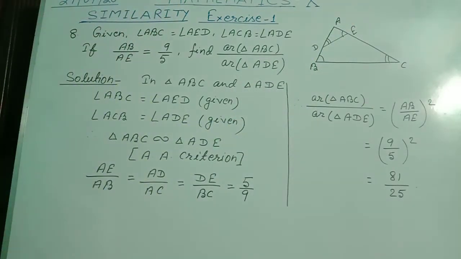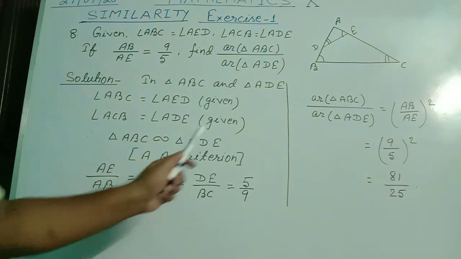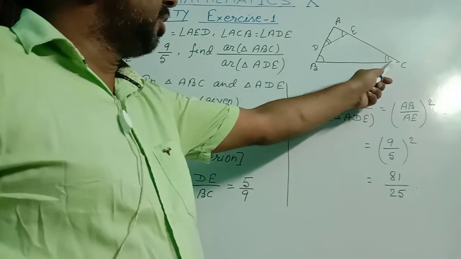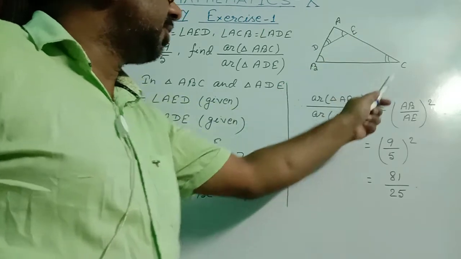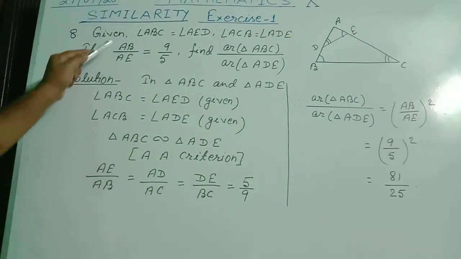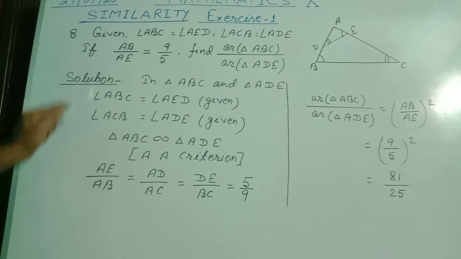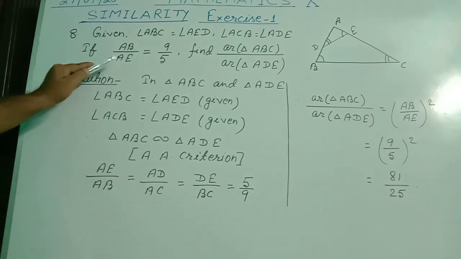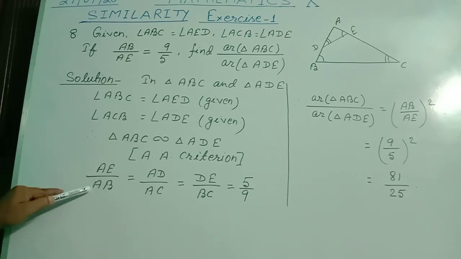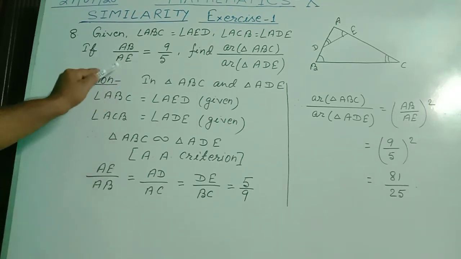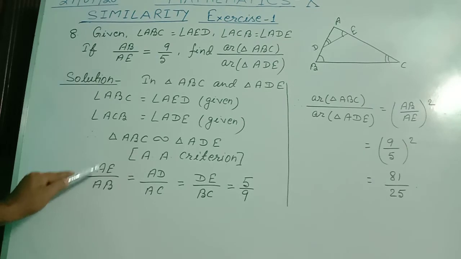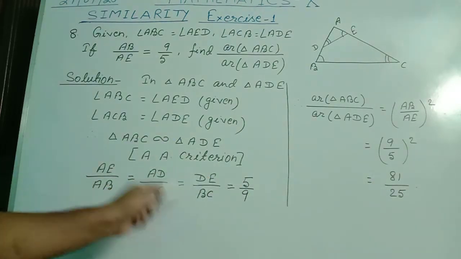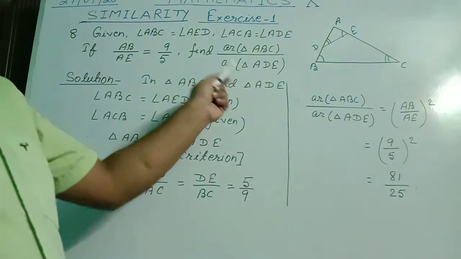So I wrote that the ratios of the corresponding sides are equal: AE by AB equal to AD by AC equal to DE by BC. Here AB by AE is given, but we are getting AE by AB. AB by AE equal to 9 by 5, so AE by AB became equal to 5 by 9, and this is equal to AD by AC and DE by BC. Now we come to our question.